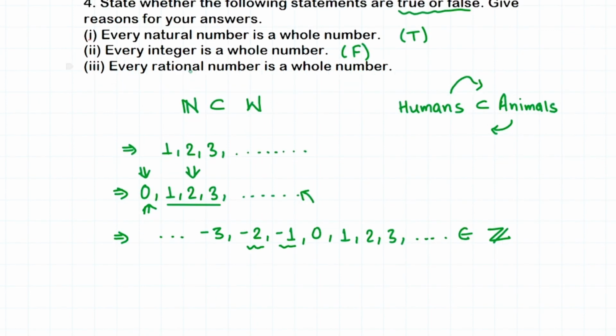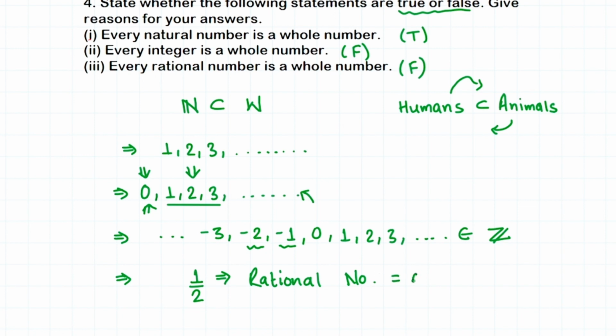Now for our third statement, okay? We have every rational number is a whole number. And this statement is also false, okay? Why? Because a rational number is a number which can be written in the form of a fraction, right? So we can write 1 by 2, which is a fraction, right? And this is a rational number, right? But it does not lie in the whole numbers, okay? So you don't have this 1 by 2 in whole numbers.